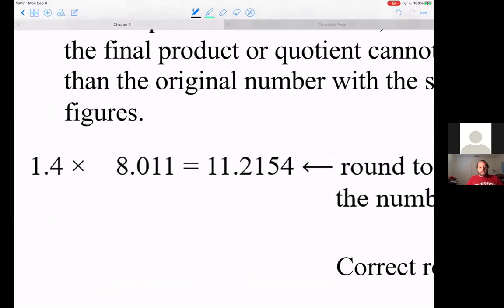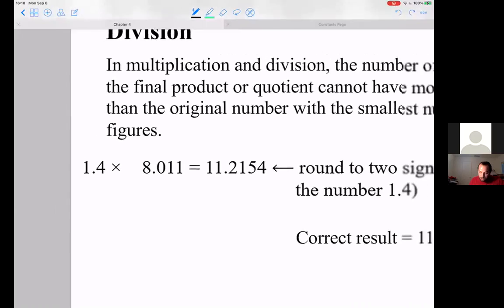So here's what the deal is going to be. You're going to be given a problem like this: 1.4 times 8.011 equals, you're just going to punch that into your calculator, and this is the answer that you're going to get, right? The problem is that I can't have an answer that's more precise than the measurements that I was using to get that answer. Okay, so that's why we have to worry about carrying sig figs.